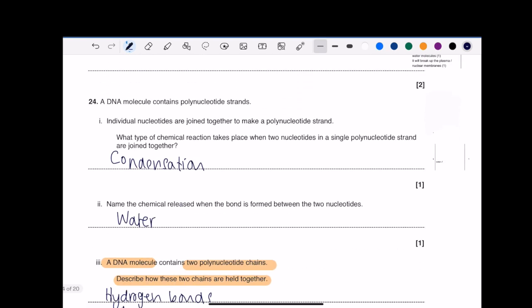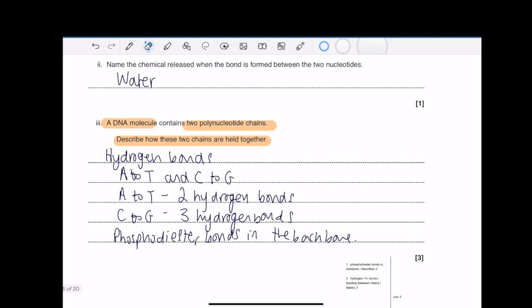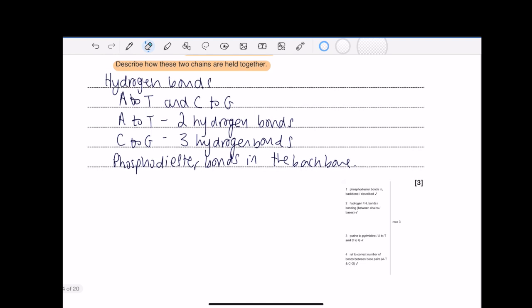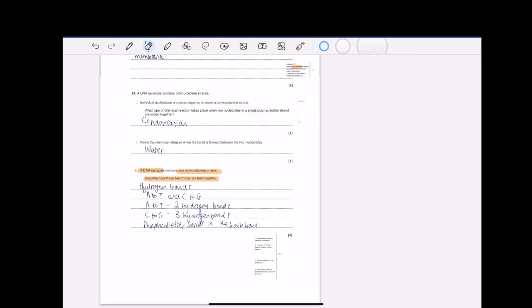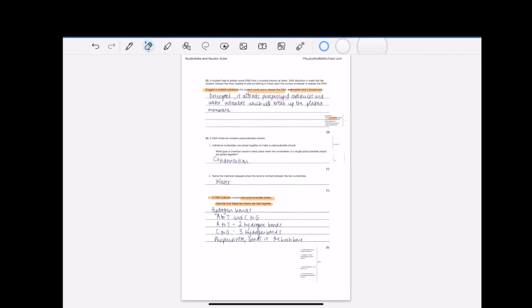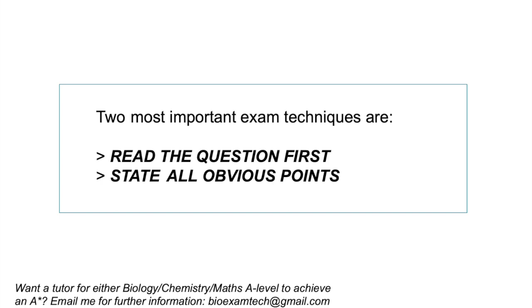Right, and the next one, condensation, water, very simple. This one, phosphodiester bonds, the backbone, hydrogen bonds. Yep. Easy. As I said before, AS topics are just content. Literally just content-based questions. So yeah, now it is your go. Have a go at some of these questions and let me know how you do.